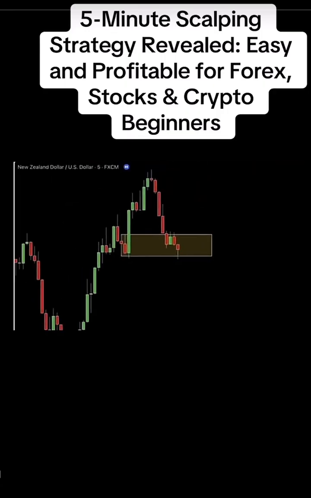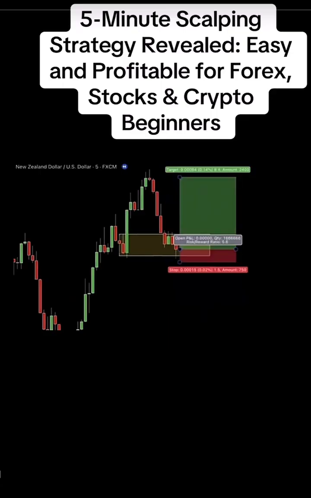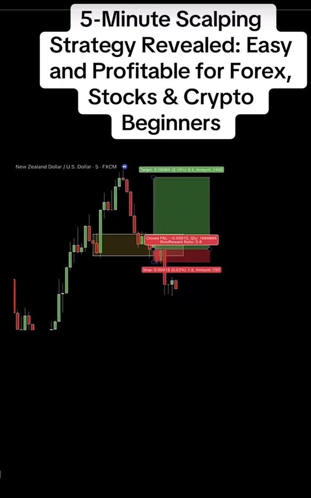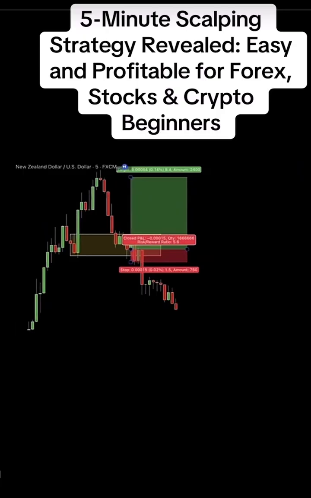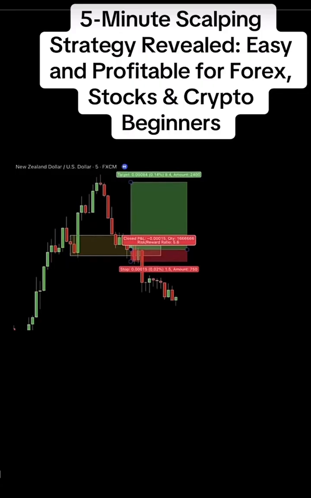A bit frustrated, you move on and find another opportunity. Feeling confident, you place your trade and set your stop loss. But again, it's a loss. Now you're down $200. Here's where the fear of pulling the trigger starts to kick in. You begin to doubt the process.